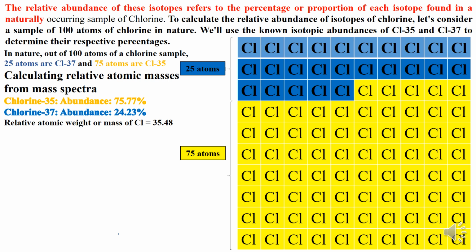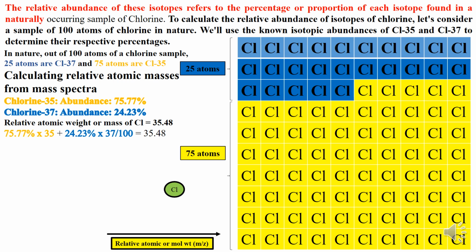So theoretically you can calculate the relative atomic weight of chlorine using the formula that I've explained previously. You multiply the relative abundance of that particular isotope with the mass number, sum up the values, and divide the whole thing by 100. That is how you end up with the relative atomic weight of chlorine, that is 35.48. So this is the theoretical concept or theoretical calculation.